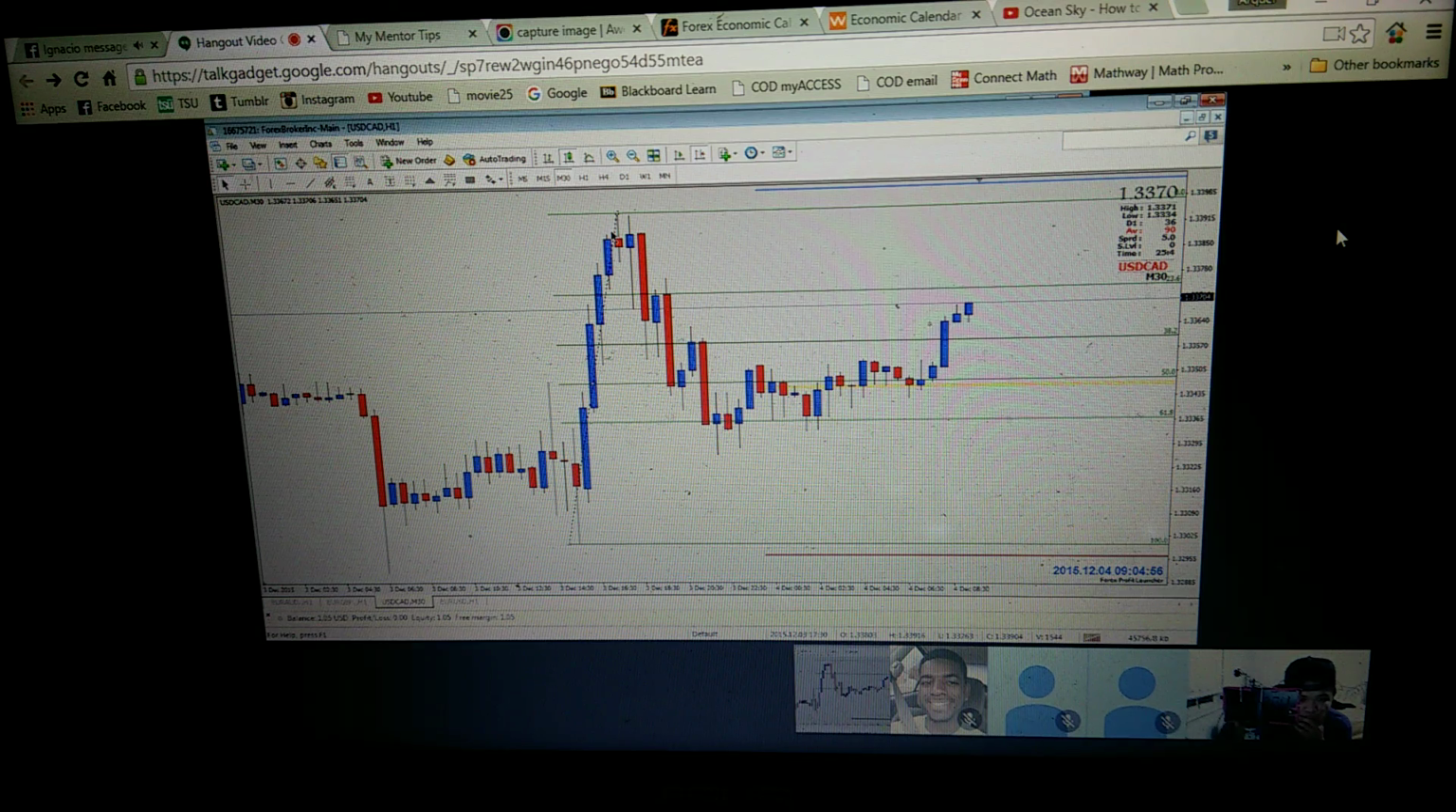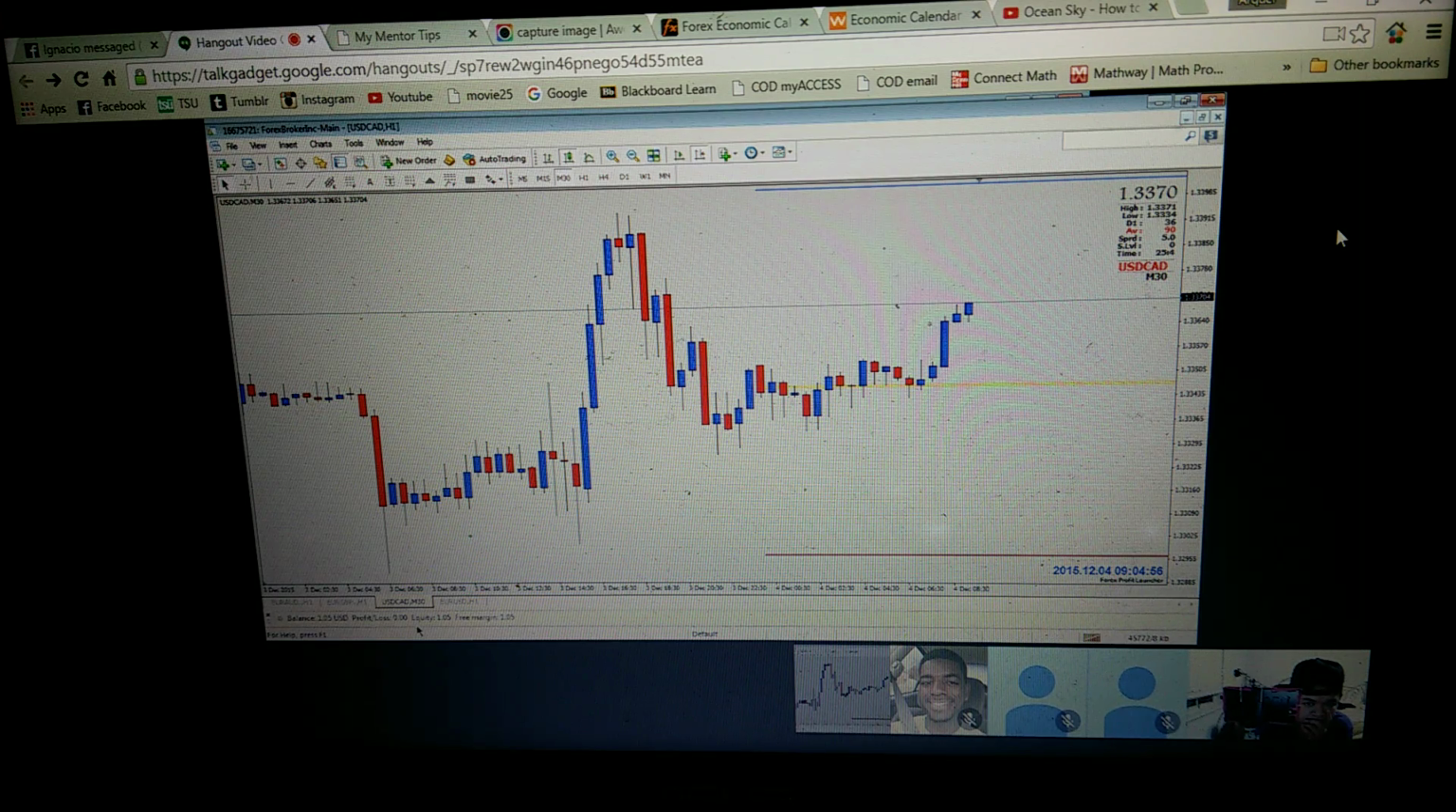You get the basic idea. It's a fancy word for support and resistance. Each one of these lines can act as a form of support or resistance depending on how you're using the Fibonacci. And that's basically it.